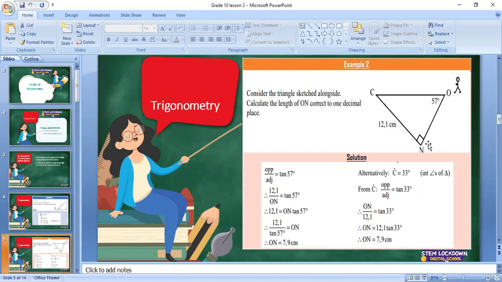So which two sides are we considering here? So this is our angle here. Because it's our angle, then this is our opposite. Then this here will be our hypotenuse, because it's the side facing your 90 degrees. So this is our opposite, this is our hypotenuse, and this will be our adjacent. Again, the question is to calculate ON. You must find side ON.